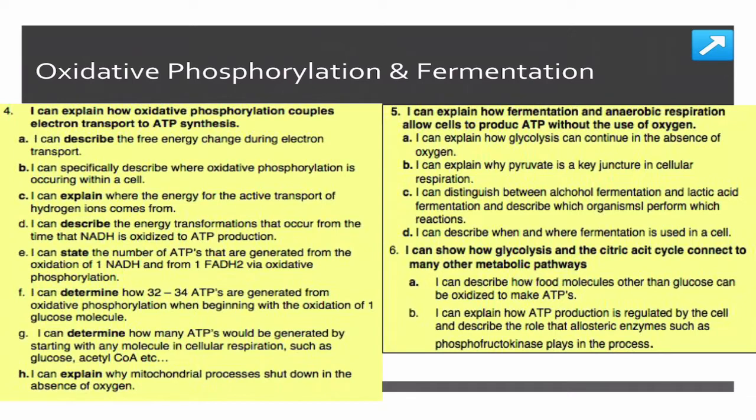After we've got that all figured out, we're going to take one last look at fermentation and anaerobic respiration, so we'll do a quick review of that. And then lastly, we'll look at some other metabolic pathways that could happen, which is the real last part of the chapter. So here we go.